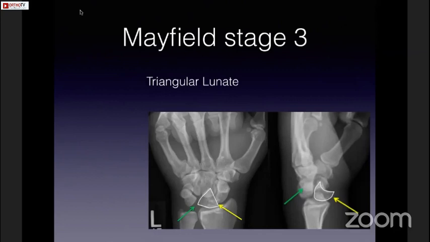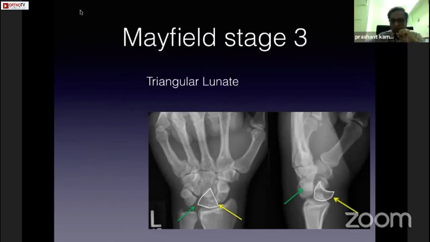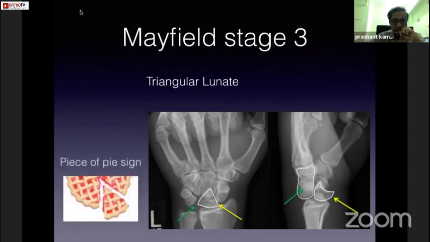On lateral X-ray, look, the lunate is pointing volarly, half moon shape, and this boy, the capitate, is now moving dorsally and articulating with the distal end of the radius. This triangular lunate looks like a piece of pie, so this is termed the piece of pie sign.